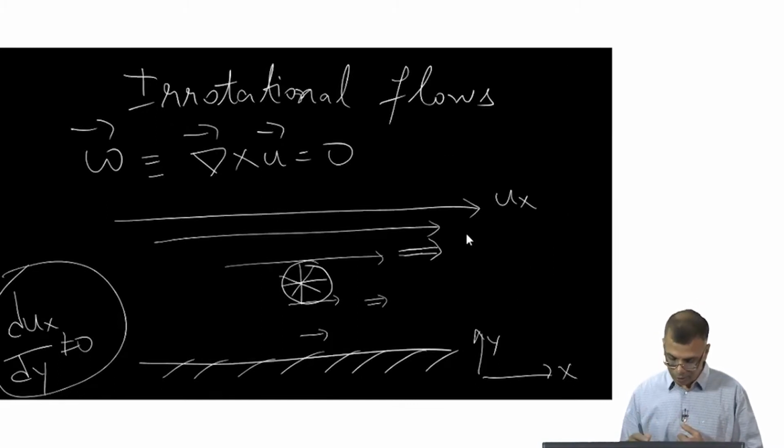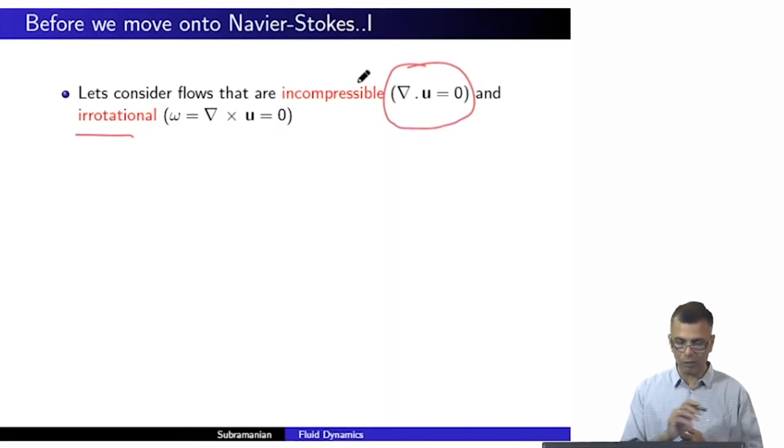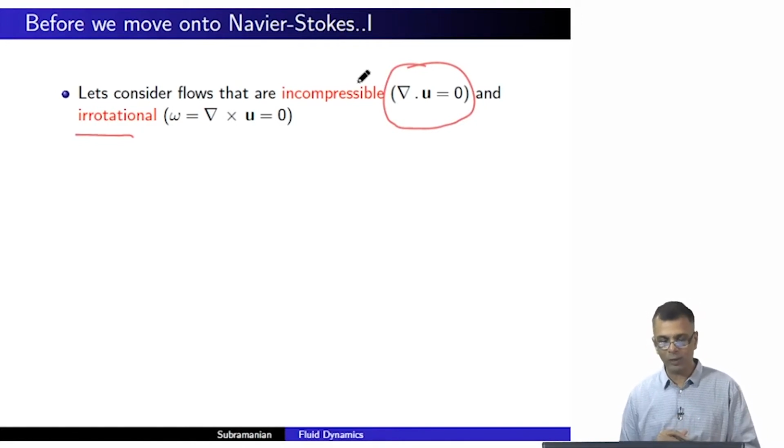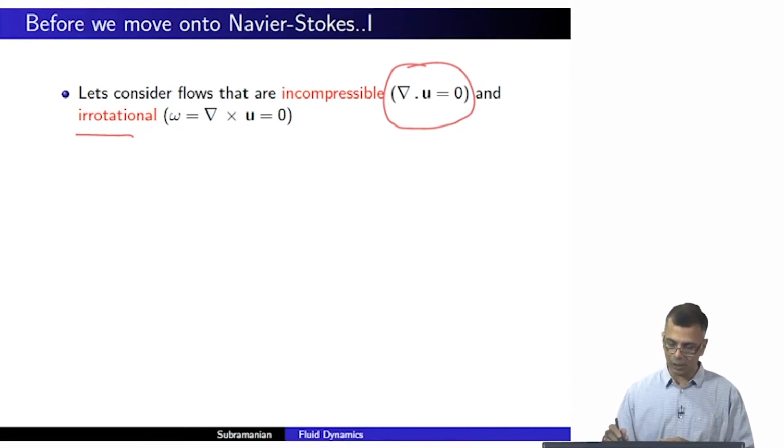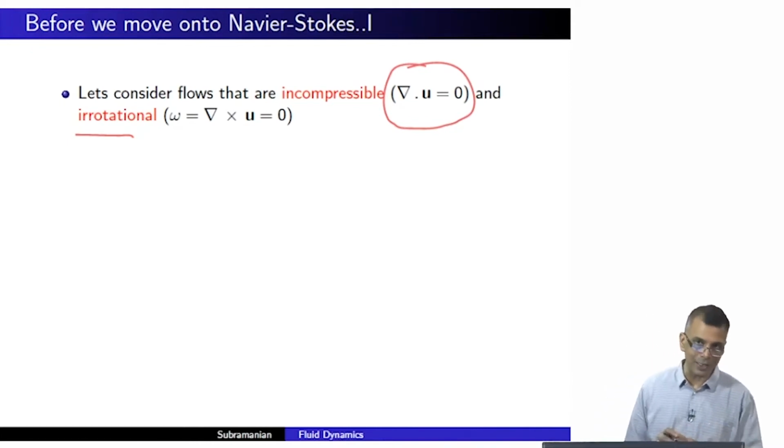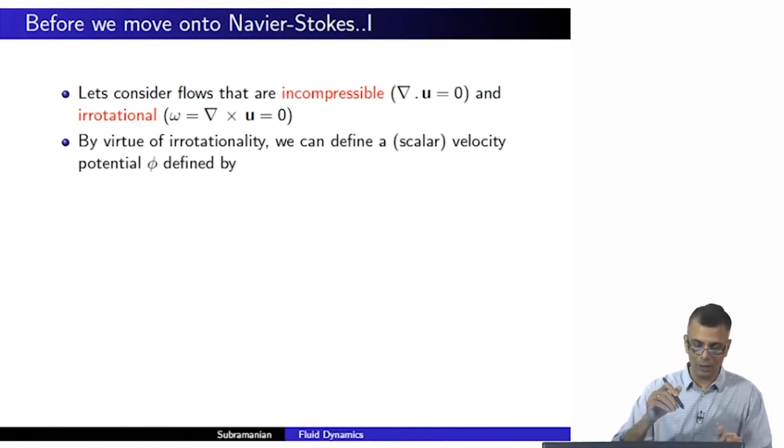So let's consider situations where both of these are true: a flow that's incompressible and also irrotational. This is not just for mathematical convenience. Well, part of it is. There are many elegant solutions that can be derived using these two conditions, but it's also of great practical importance in many situations. So let's consider a situation where both of these are satisfied.